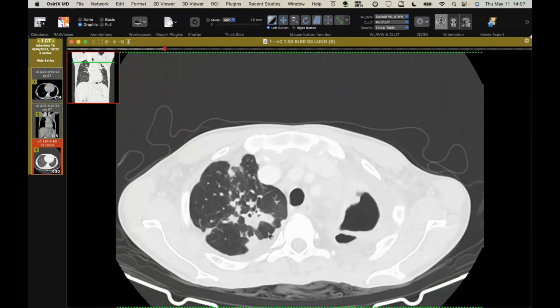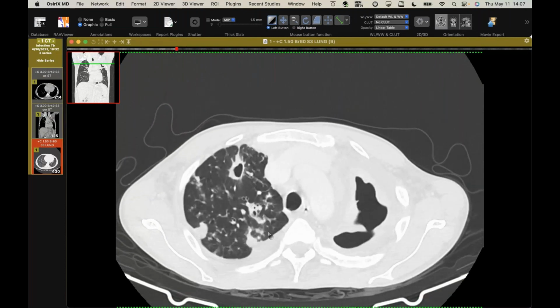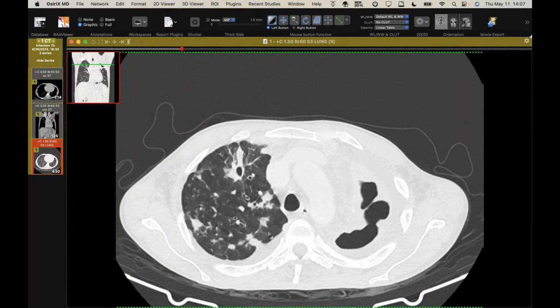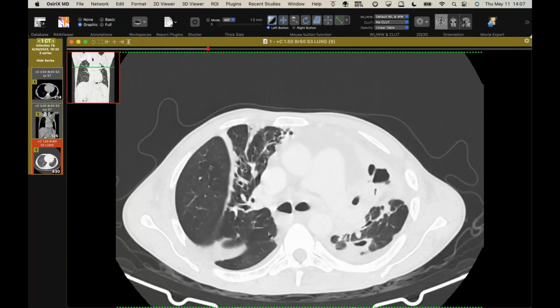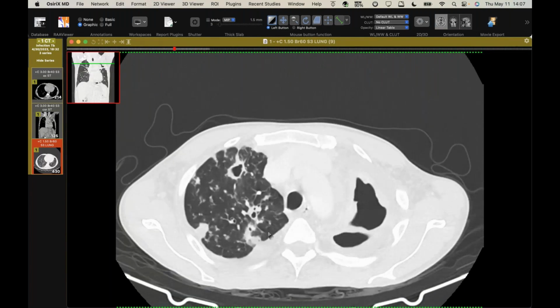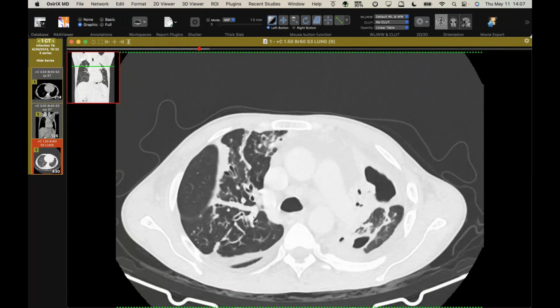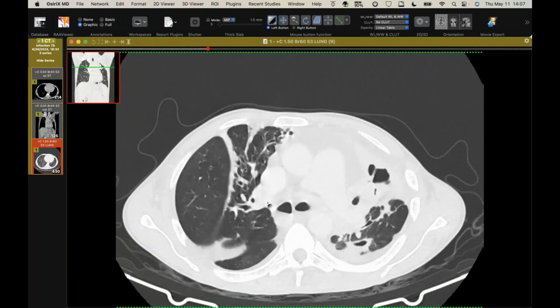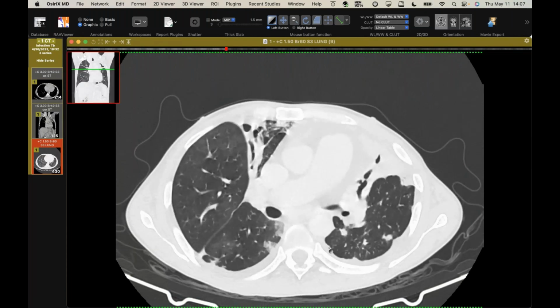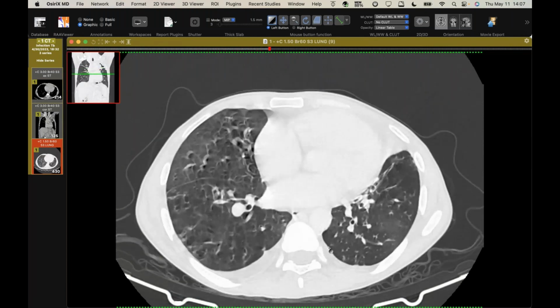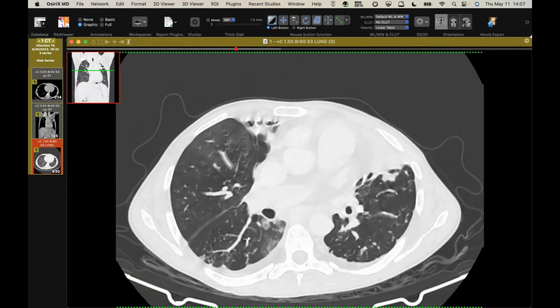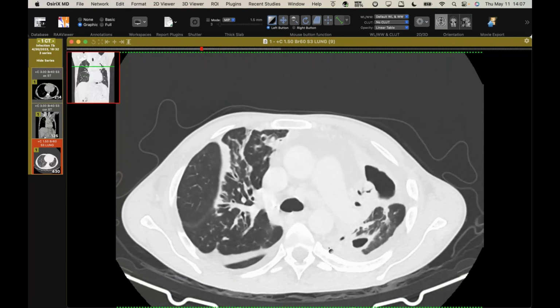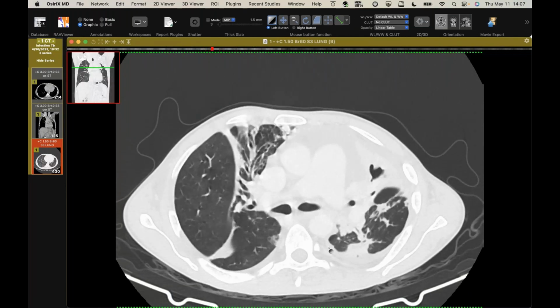So this is a 40-something-year-old who has very angry, bad lungs, and you can see the left upper lobe is all cavitated out, and there's all this scarring and cavitation in the right lung. You can see there's some traction bronchiectasis, volume loss, pleural thickening. This is a patient who has a history of tuberculosis that was treated, and then they were presenting with some new symptoms.